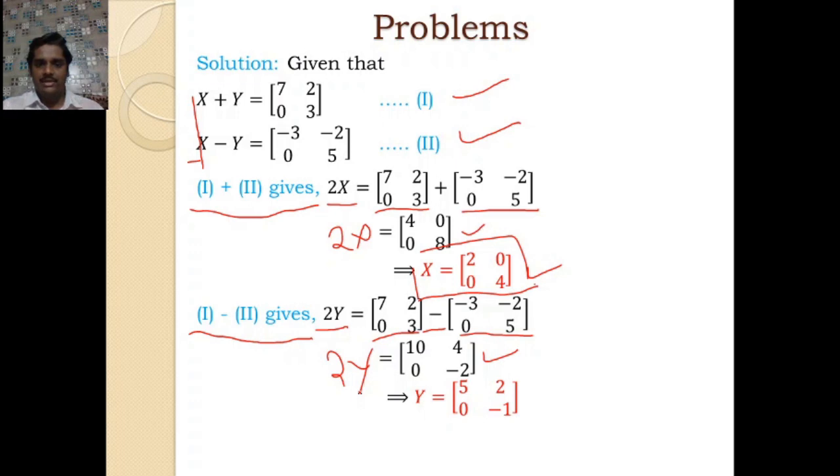So to get the value of y, what we have to do next? We have to multiply 1 by 2 on both sides. So if you multiply 1 by 2 on both sides, you will get the answer. I hope the solution is clear.